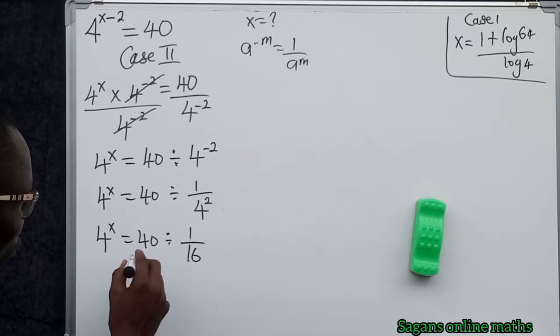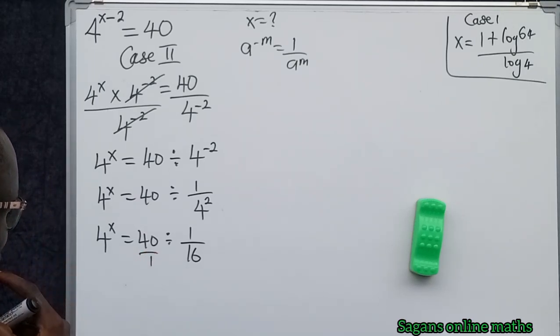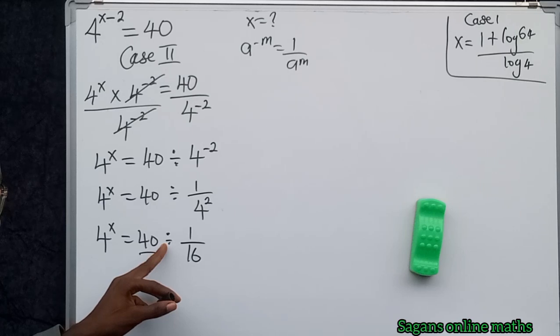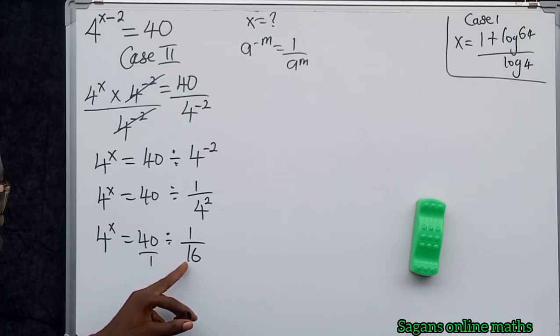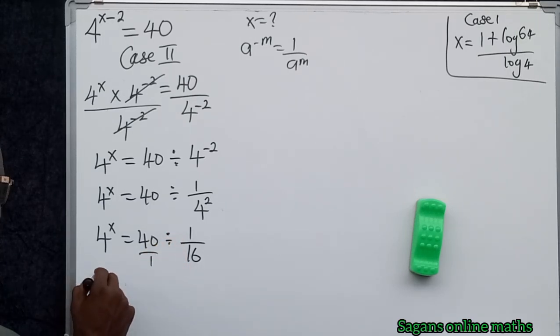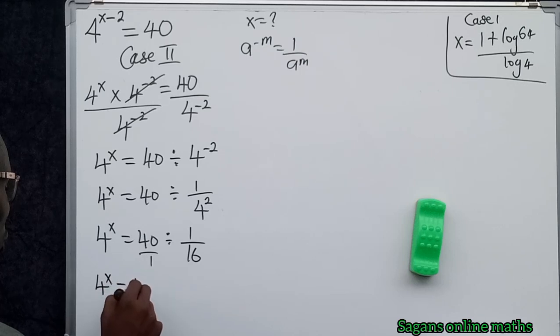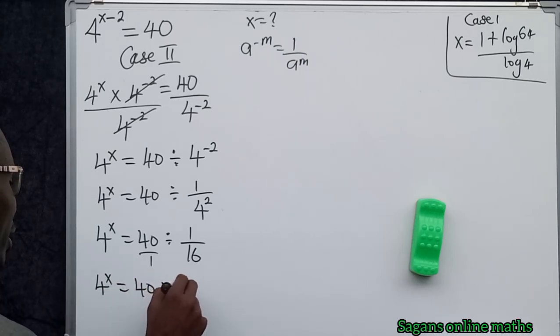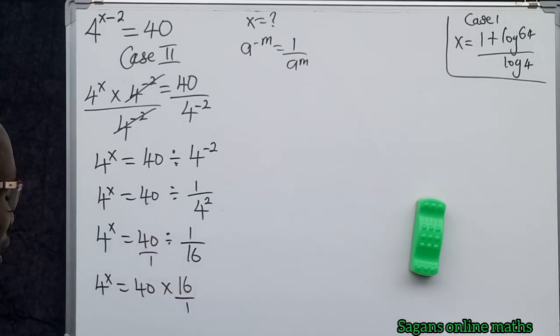Now, don't forget that the derivative of this 40 here is 1. But I want to change the division sign to multiplication sign. What I have to do is to bring up the denominator and bring down the numerator. So I want to see that 4 to the power of x is equals to 40 multiplied by 16 divided by what? 1. And don't forget that 16 divided by 1 is still 16. So 40 times 16 gives us what?